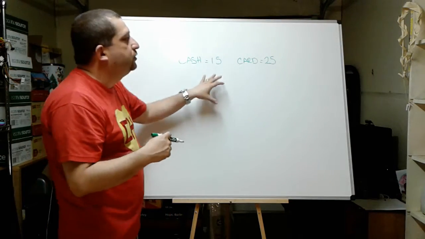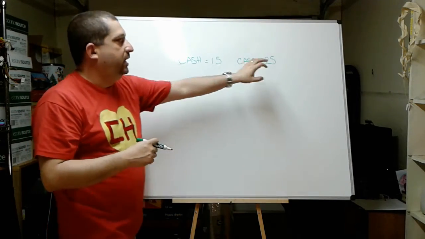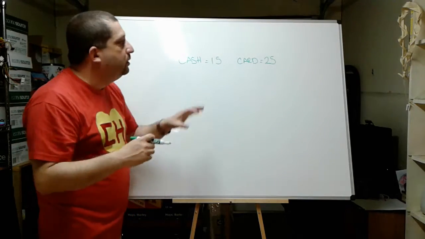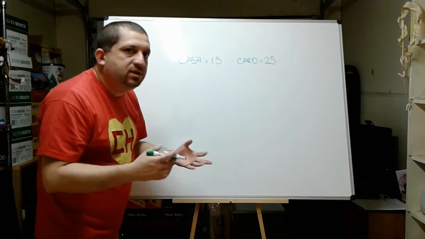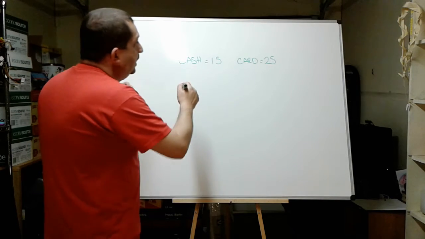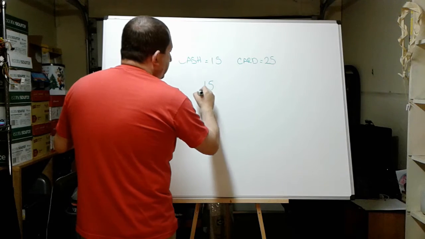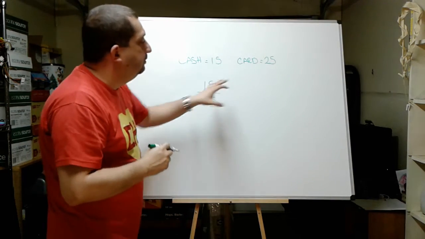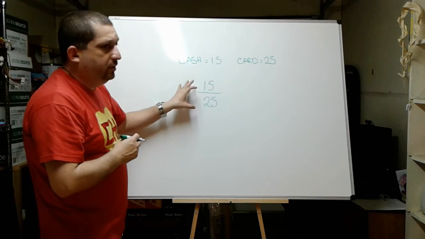So this, my friends, these are actual numbers, okay? 15 cash transactions and 25 card transactions. And our job is going to be to find out the ratio of cash to card transactions. And to do this is very simple, my friends. First, we're going to put this number right here, 15 over 25. This is just like a fraction, okay? It looks like a fraction, but we're actually going to find out the ratio.